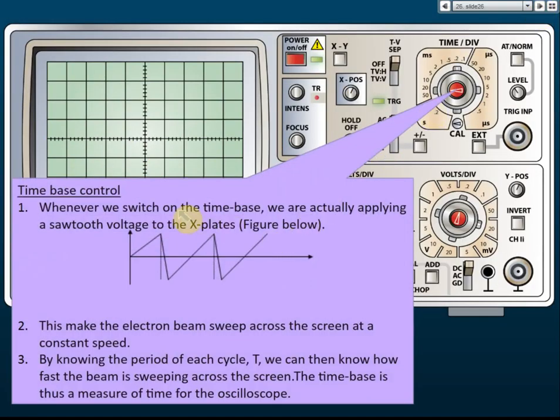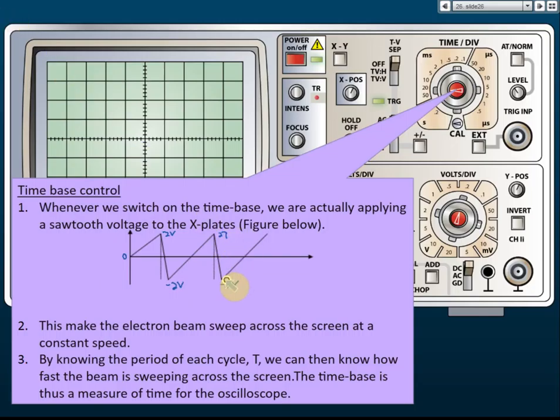Next, here comes the most important part, the most important component of this oscilloscope, the time base control. The time base controls the voltage of the X plate. Just now we learned that the X plate moves the cathode ray left and right. When you switch on the time base, it gives a sawtooth voltage to the X plate. The voltage will increase from zero, let's say, to 2 volts. After that, in a very short time, it drops to negative 2 volts, then increases again to 2 volts, and then drops to negative 2 volts.